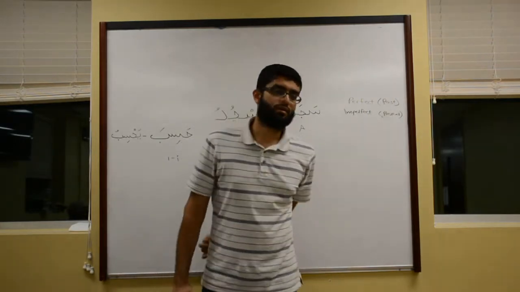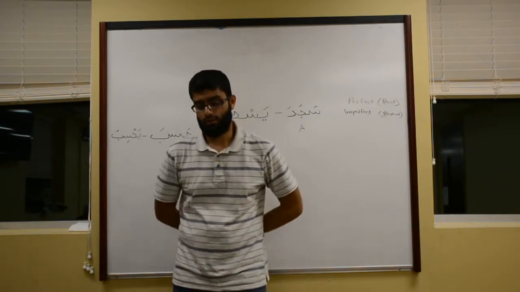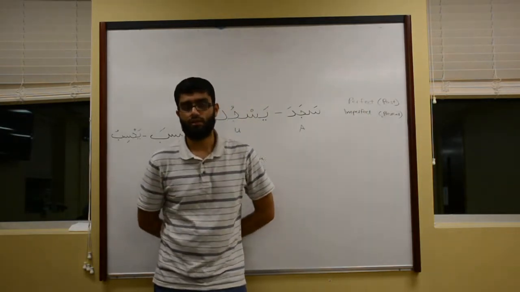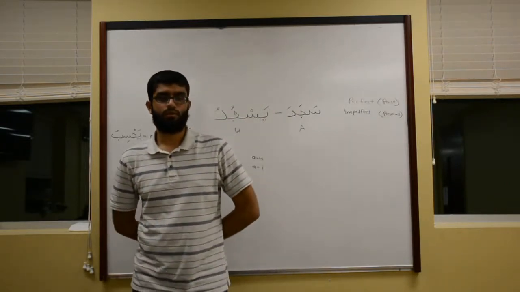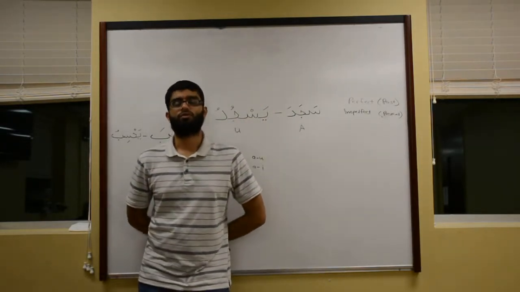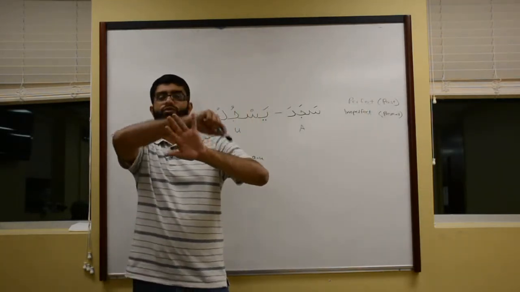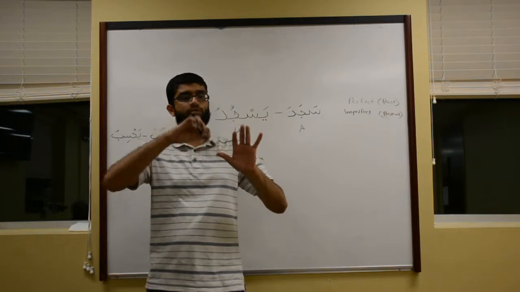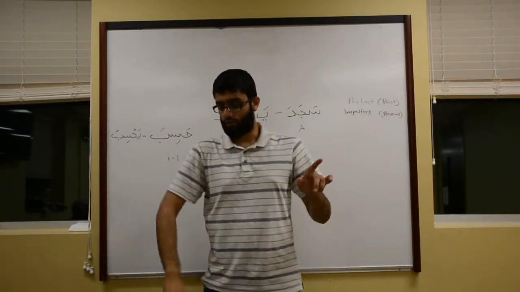You look, male: tanzuru. Anta, tanzuru. Ana, anzuru. Nahnu, nanzuru. Just remember, the five in your pocket is ya, ta, ta, alif, nun. So it's yanzuru, tanzuru, tanzuru, anzuru, nanzuru. Okay? Do it with another one.